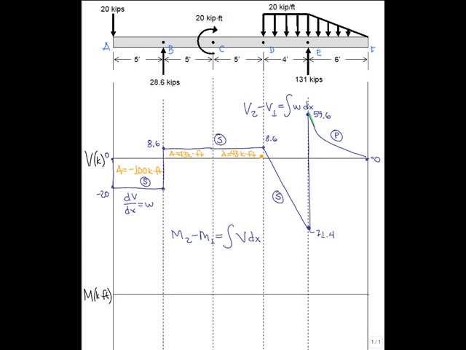Now we approach a potential problem. We need to find the area of this little piece, but how can we do that without knowing this distance x? Well, we can find that distance x one of a number of different ways. First, we can use our understanding that the slope of this line is 20 kips per foot. We have 8.6 kips with a slope of 20 kips per foot. That tells us we need 0.43 feet of distance to drop to 0, which is exactly what happens at that point.